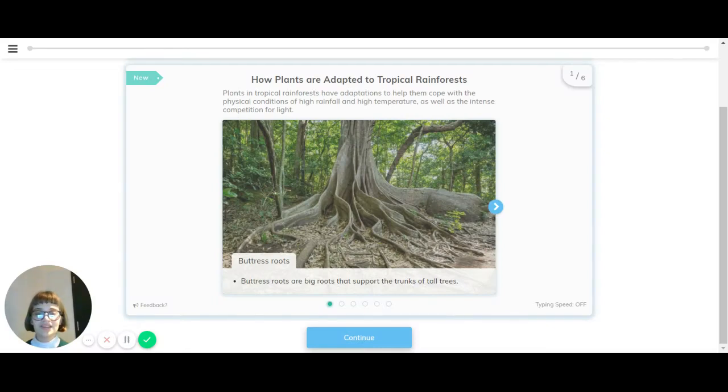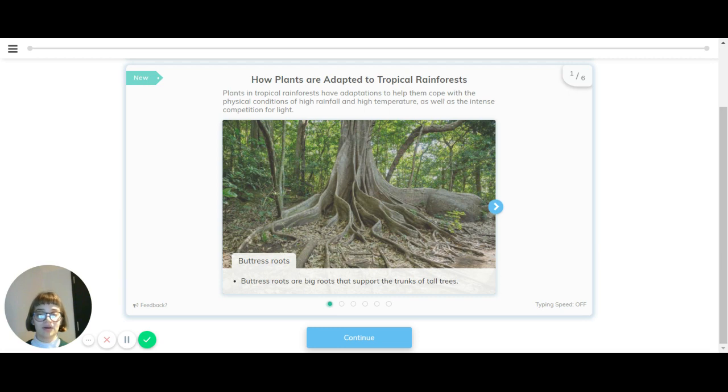Hi there. For this session we'll be looking at biodiversity, starting with plants. So how are plants adapted to the tropical rainforest? Plants in tropical rainforests have adaptations that help them cope with physical conditions of high rainfall and high temperature, as well as the intense competition for life.